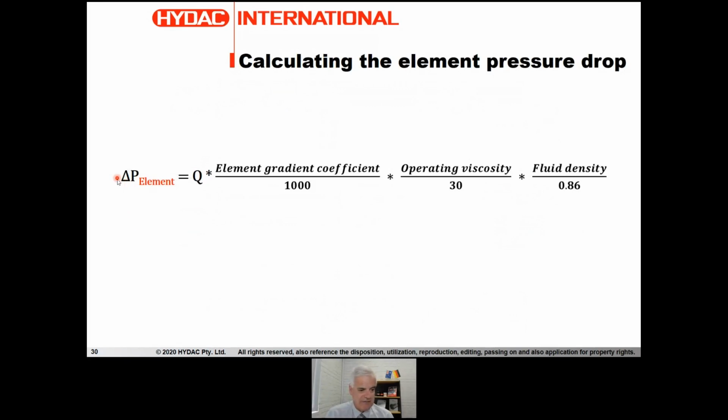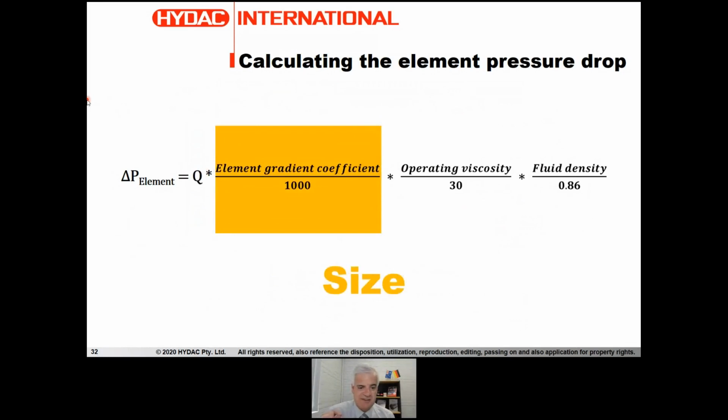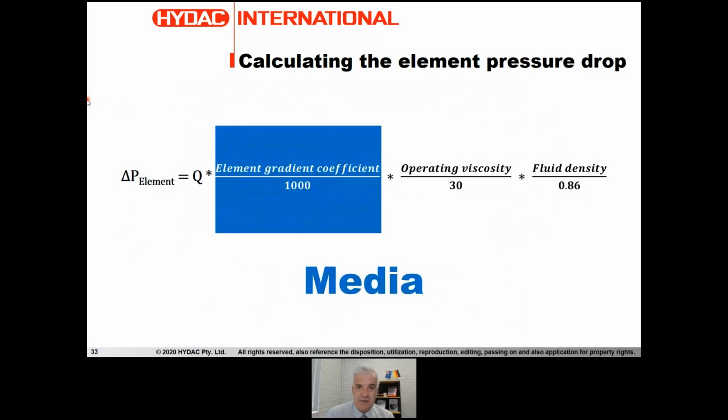So what we've got then is the delta P of the element equals this. It is the flow rate multiplied by the element gradient coefficient over 1000, multiplied by the operating viscosity over 30, multiplied by the fluid density over 0.86. So let me describe all that. The flow rate is, of course, going to be in common flow rate terms, that is litres per minute. So, of course, that will change the delta P of the element. The size of the element physically is taken into account there, as is the media, and I'll come back to that.